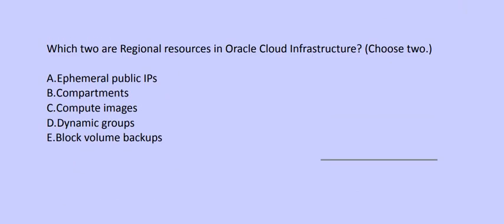Next question is, which two are regional resources in Oracle Cloud Infrastructure? Choose two options. And the options are: Option A, ephemeral public IPs. Option B, compartments. Option C, compute images. And option D, dynamic groups. And option E, block volume backups. The correct option is option B and D.